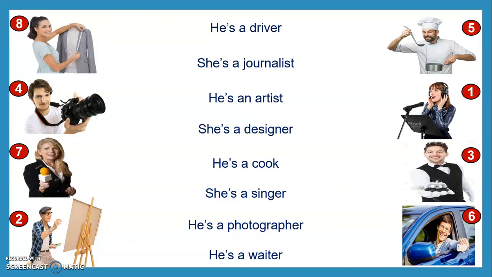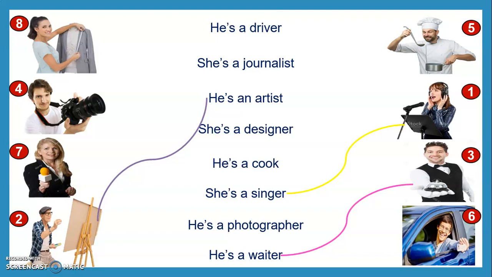Okay, so you are going to match the number with the correct sentence. Okay, so let's start now. Tell me number one. Who's number one? That's right. She's a singer. Very good. Tell me number two. Yes. He's an artist. Great. Who is number three? Yes. He's a waiter. That's right.